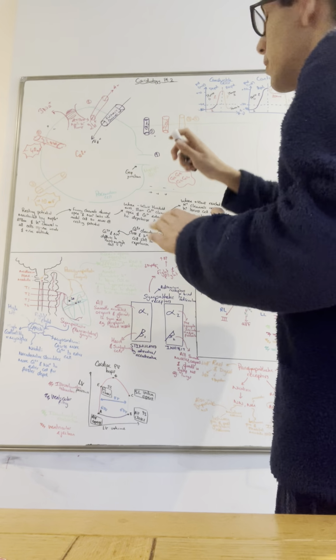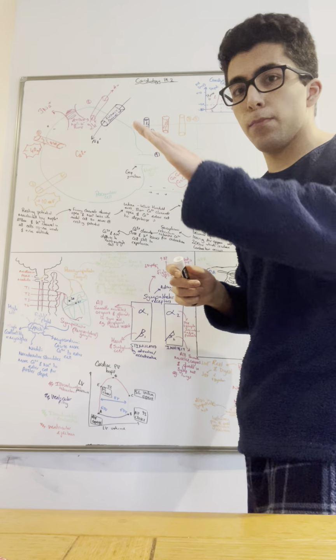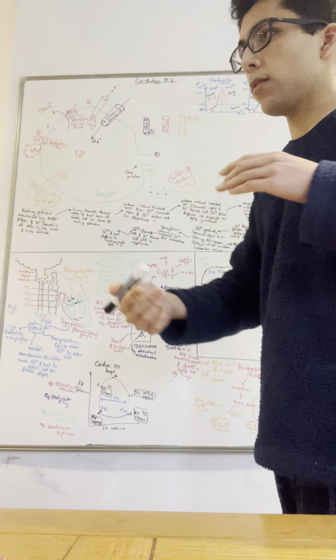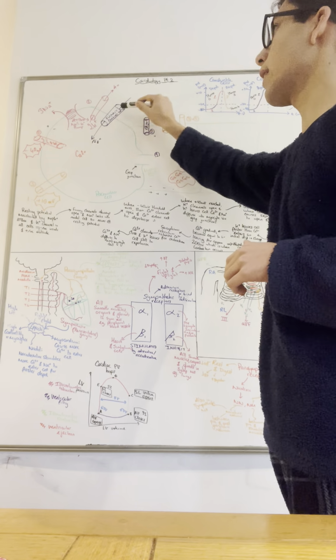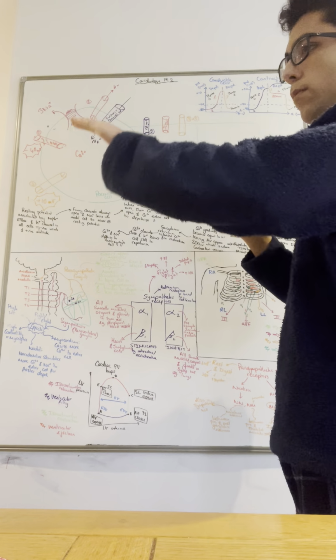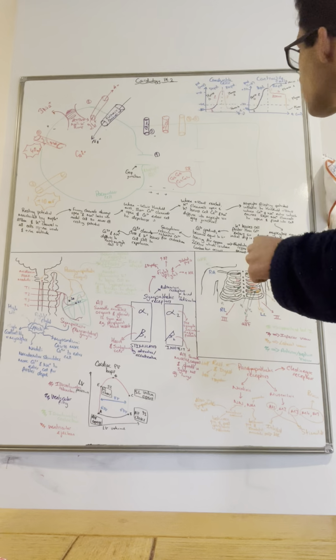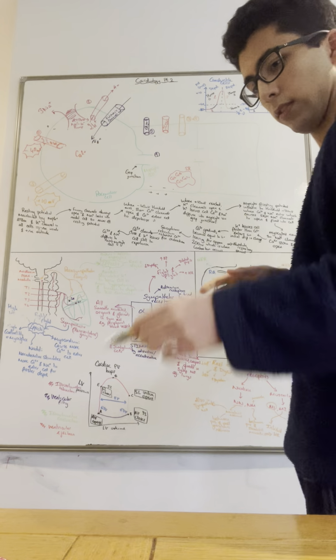Phase 4 then is that constant, gradual creeping up towards the threshold. So our potassium's out, and that's when our funny channels are acting, slowly bringing us back up to our threshold. So that's what's happening there.